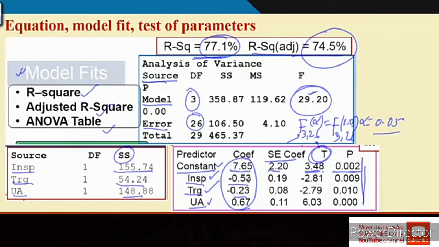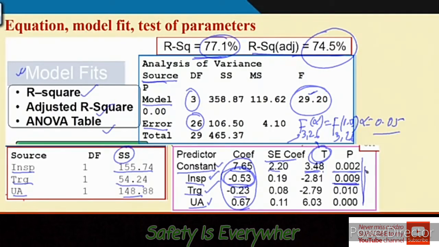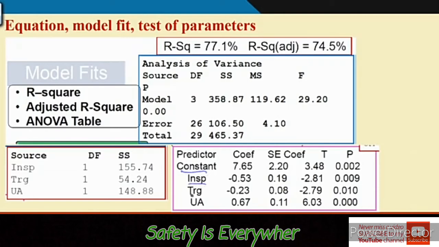Similarly, for inspection, the relationship value is minus 0.53. That has only 0.009 probability of not having this value. Similarly for this and this. So, from this parameter test, what are we finding out? We are finding out that all the parameters, including the intercept, are significant. That means the regression model is accepted from the adequacy point of view, and from the parameter test point of view also. So, you can use this model for prediction purposes.